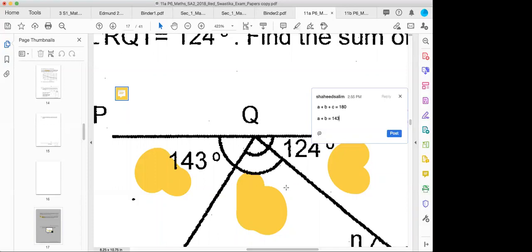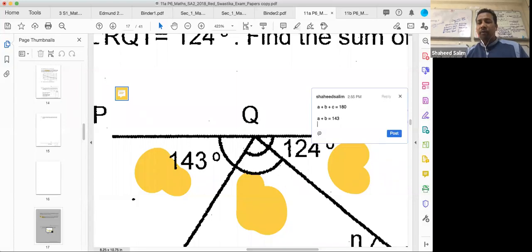So we take 180 minus 143, what do you get? You get 37. C equals 37. Because from here to here, you can take 180 minus 143. Okay, C equals 37. Good. Now, the next step.